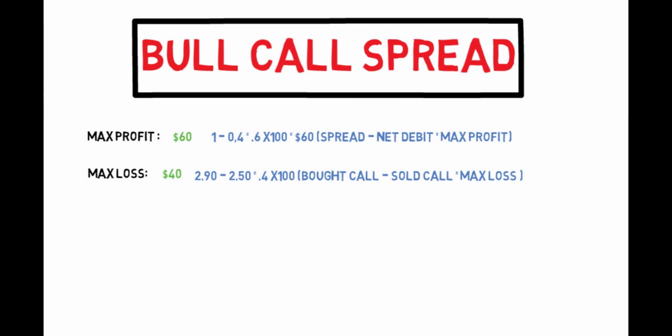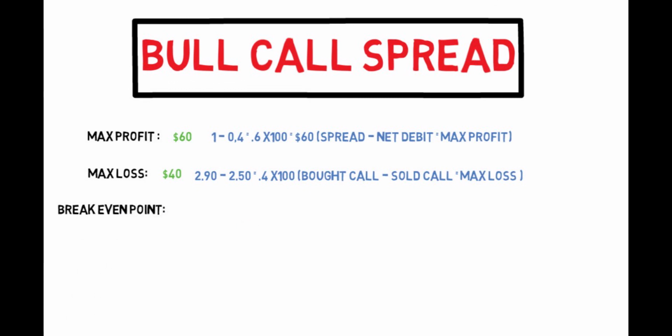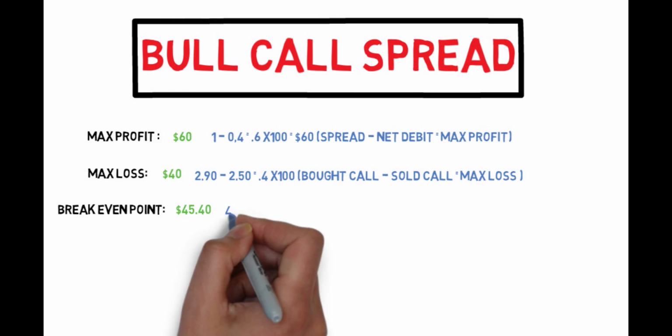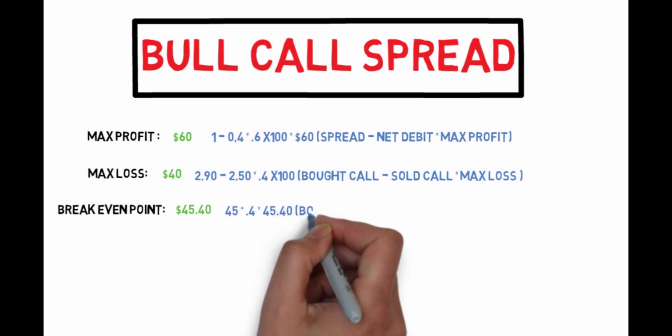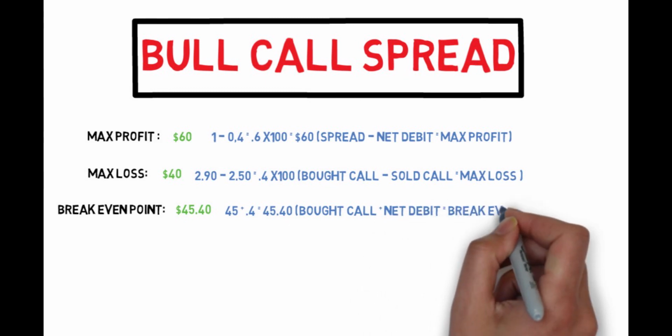So the next thing that we're going to want to find is our break even point. The way you do that, you take the option that you bought, which in our case was $45, and add it to the net debit, which is 0.4, which gives you $45.40, and that is your break-even point.